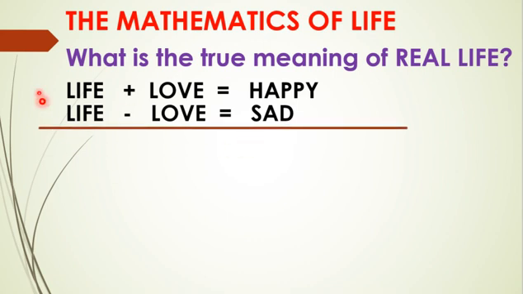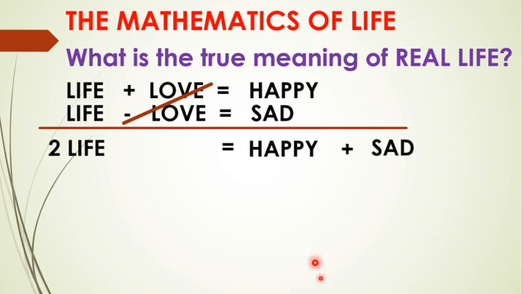Let's combine these two equations gaya ng ginawa natin sa elimination method. Since yung dalawang love ay opposites, yung mga coefficient, we can cancel out love. We can eliminate love. So, life plus life equals 2 life. 1 life plus 1 life equals 2 life. Positive 1 love minus 1 love equals 0. So, cancel. Equals happy plus sad. Copy mo na lang silang dalawa since they are not like terms.